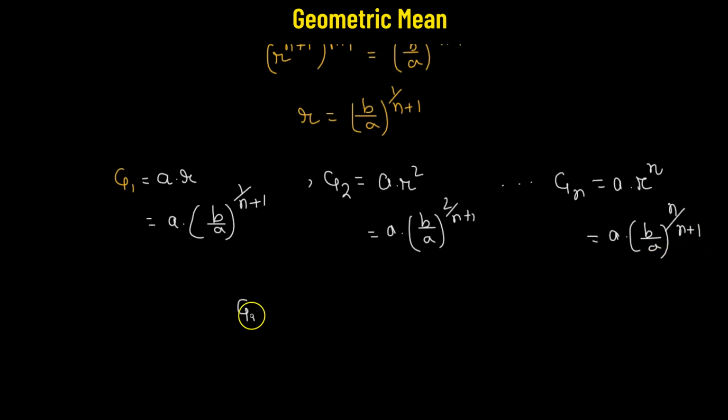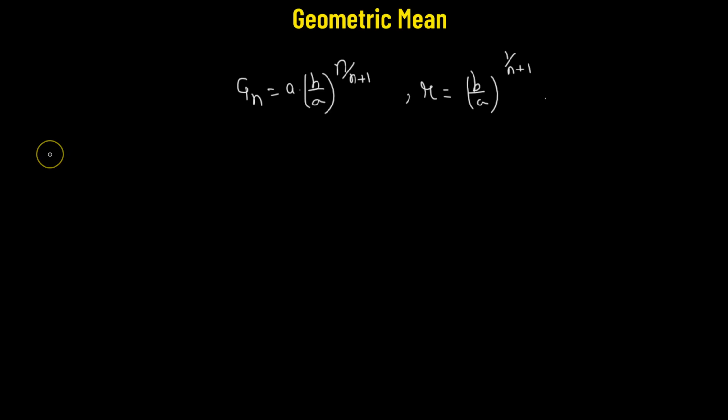So this is going to be the nth term of the geometric mean, which is also the second last term, which is a multiplied to (b over a) whole raised to the power of n divided by n plus 1. Here the common ratio r is defined as (b over a) raised to the power of 1 over n plus 1. We'll be using this formula to obtain the geometric mean.